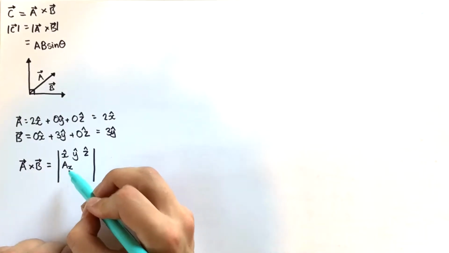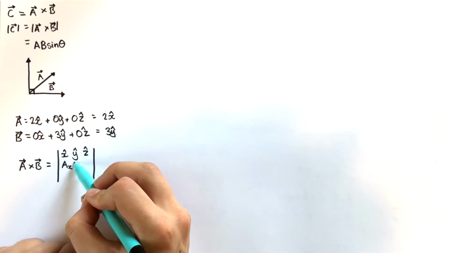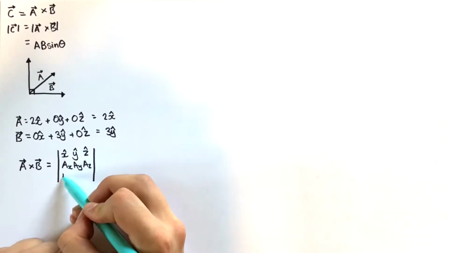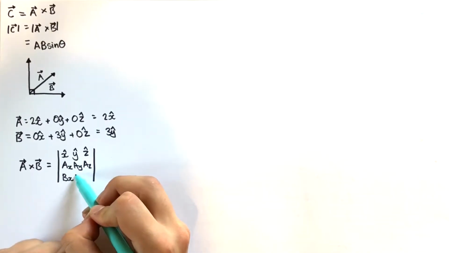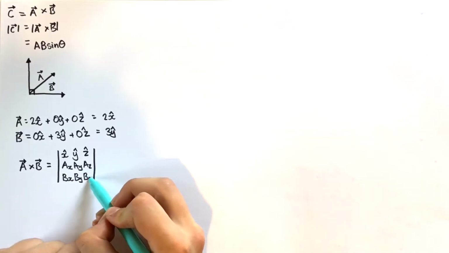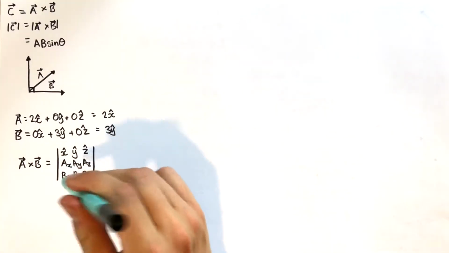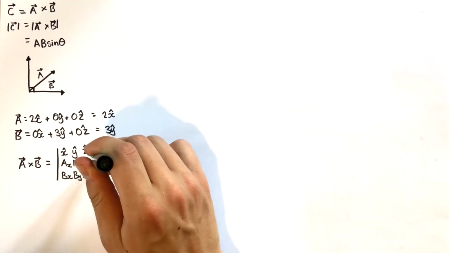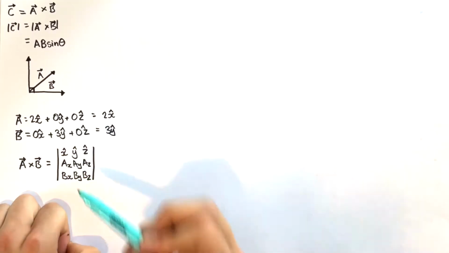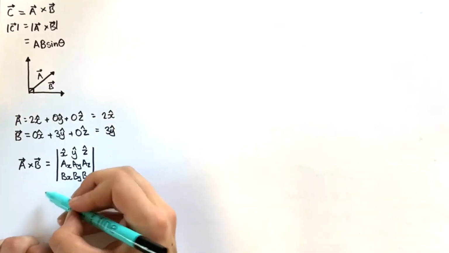So we've got the x component of A, the y component of A, the z component of A, and the x component of B, the y component of B, and the z component of B. So we've just formed a matrix out of the 3 unit vectors, the 3 components of A, and the 3 components of B. Now, this is the general form of how to work out the cross product between two vectors.